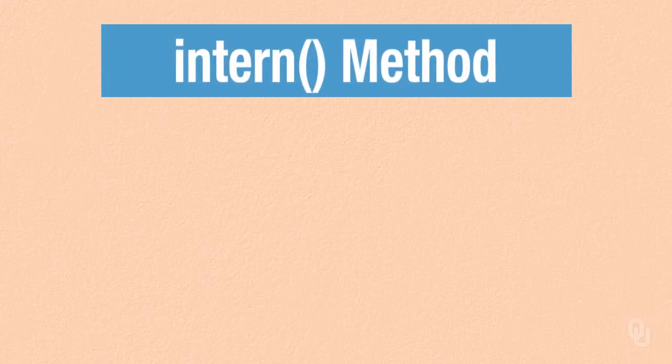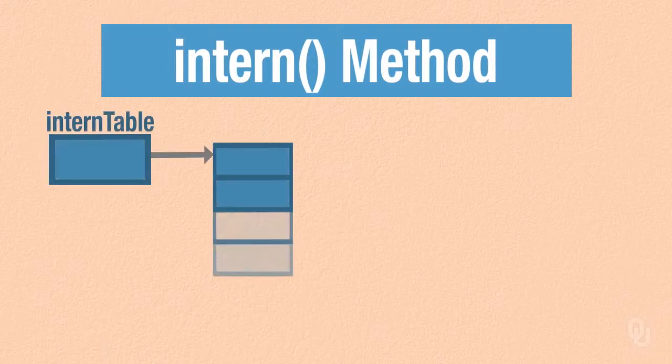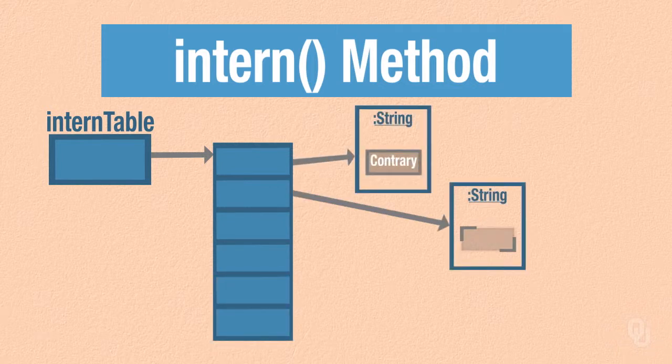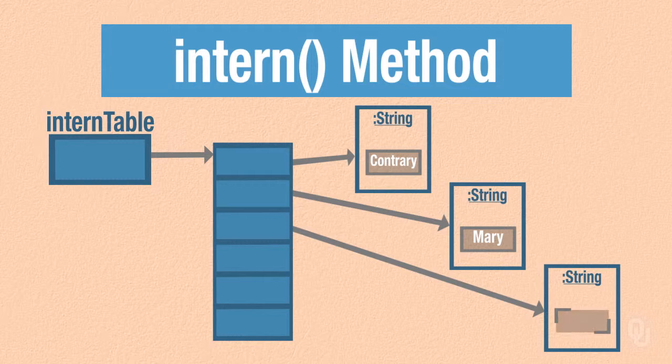Java even lets you decide that you'd like to do this with String objects you create, using the intern method. If the String is in the table, the reference will be returned. If it's not in the table, it'll be added to the proper place in the table, and then its reference will be returned. Now, this is an advanced programming technique, so you may not want to use it just yet.